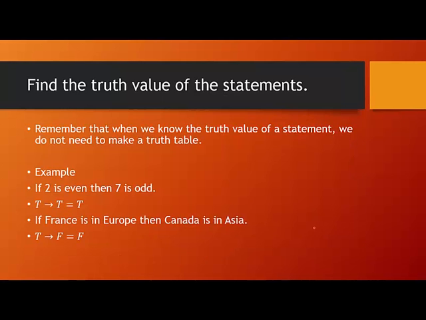Let's do it again. But this time I want to change it. Instead of truth tables, sorry, I couldn't find that word. Instead of truth tables, let's talk about truth values. So do you remember that when we know the truth value of a statement, we do not need to make a truth table? So here's an example. If 2 is even, then 7 is odd. Okay. We don't have to worry about, is 2 even or not? It is. 2 is even, that's true. 7 is odd, that's true. True implies true is true.